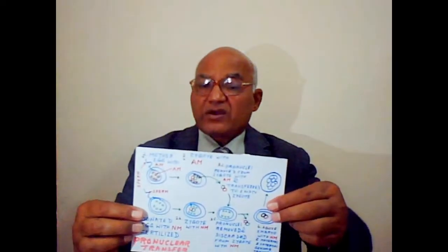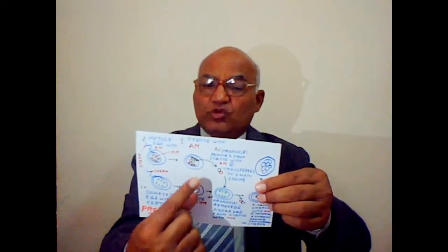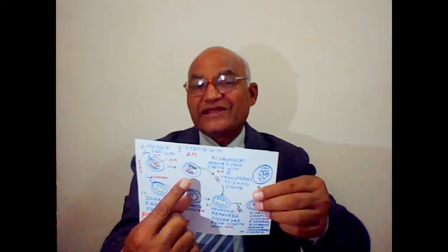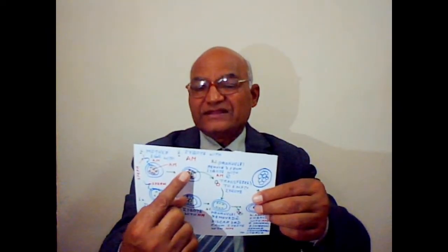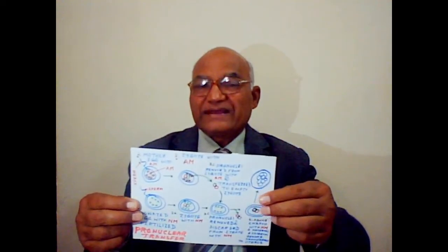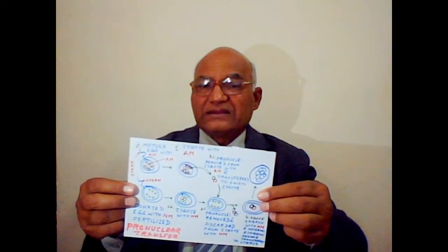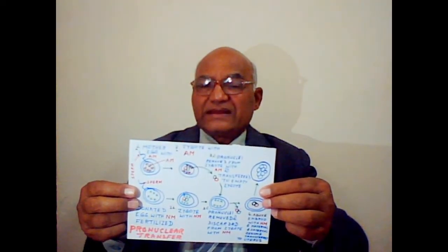A drawback of this method is that two zygotes have to be destroyed, this zygote and this zygote. So this is the drawback of the method, and there is an alternative method, that is the spindle transfer method.